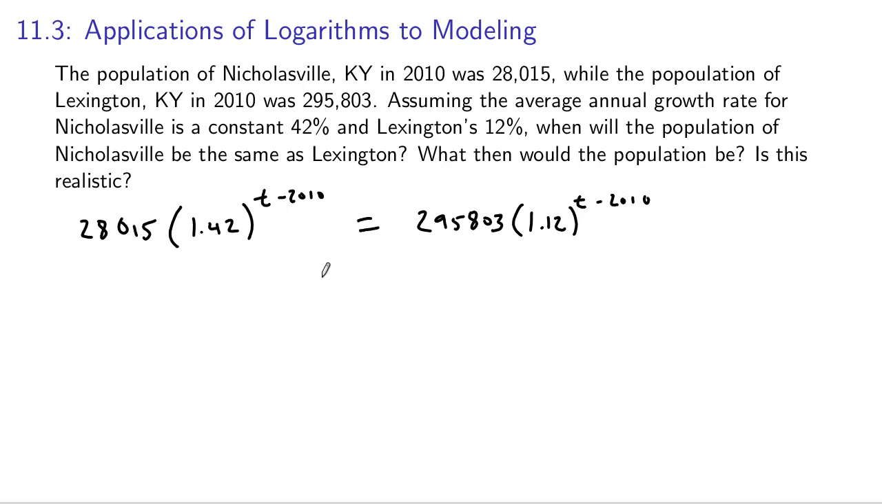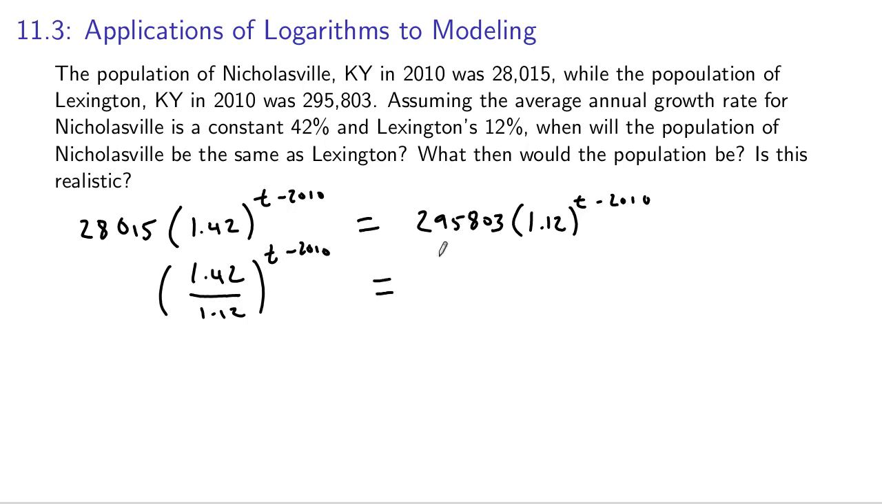we could take the logarithm of both sides now, but it's going to result in a mess because we'll have a lot of logarithm work to do. First, let's simplify this to get one factor and one number on one side. So we need all the t things on one side and the other things on the other. If we divide by 28,015 on both sides and divide by 1.12 to the t minus 2010 on both sides, that'll give us 1.42 to the t minus 2010 over 1.12 to the t minus 2010 with the same exponent. So we could write 1.42 over 1.12 all to the t minus 2010 since the exponents were the same.